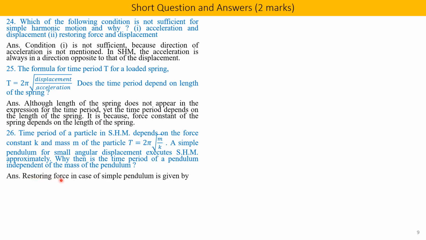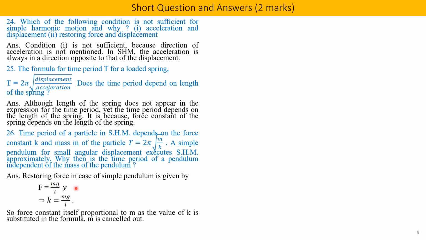The restoring force in case of a simple pendulum is given by F equal to mg by L into y. Here k is equal to mg by L in this equation. Therefore, the force constant itself is proportional to mass. As the value of k is substituted in the formula, m gets cancelled.